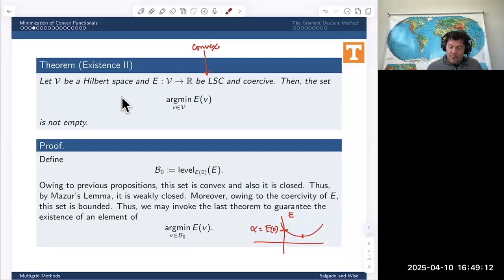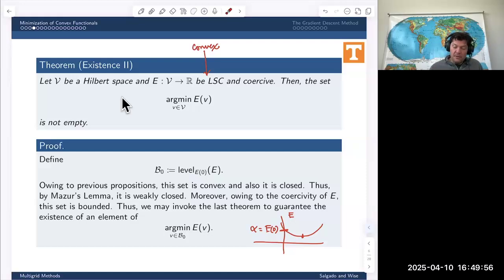Now we're going to use the coercivity of E. By the coercivity of E, that's saying that the function's going off to plus and minus infinity. And so the coercivity of E is going to guarantee that this sublevel set has to be bounded. The argument is a little bit subtle, but it's probably fairly clear. If the functional is coercive, then actually every sublevel set associated to a finite value from the range has to be a bounded set.